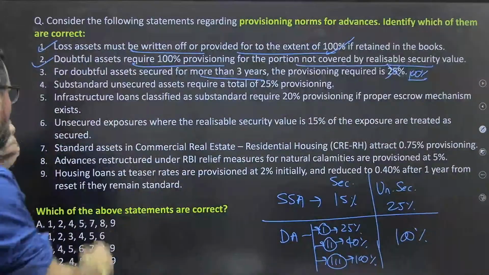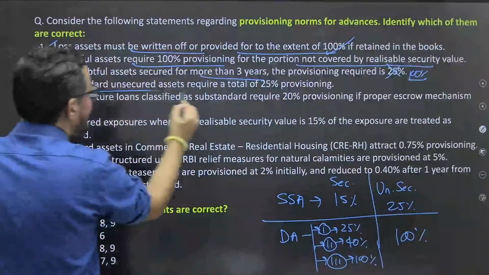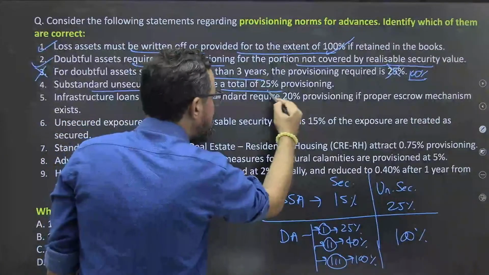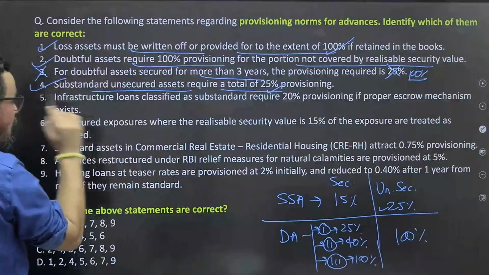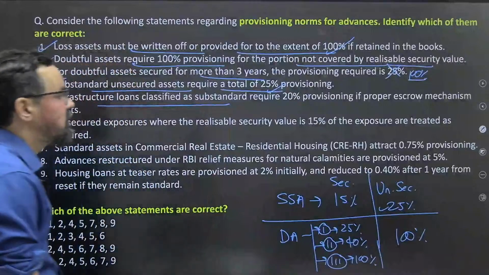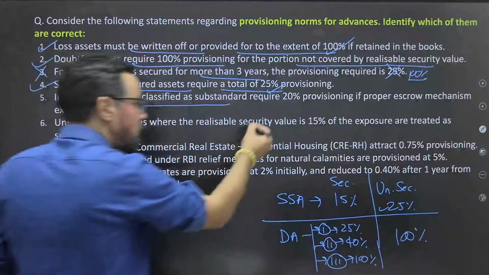ठीक है, substandard unsecured asset require 25%. Substandard unsecured 25, 100% true. ठीक है, infrastructure loan classified as substandard require 20%. special provisioning आपका correct है.